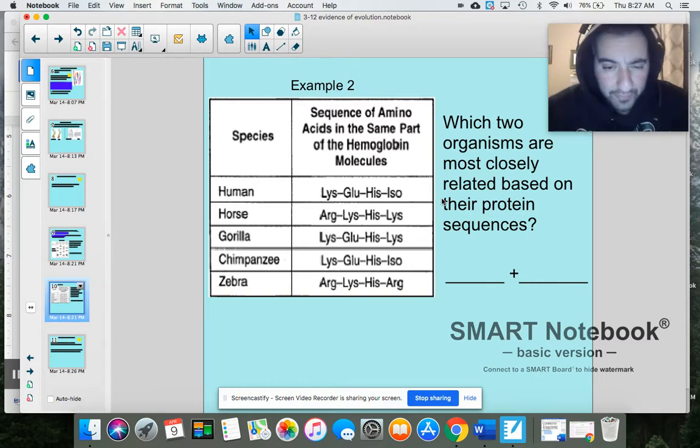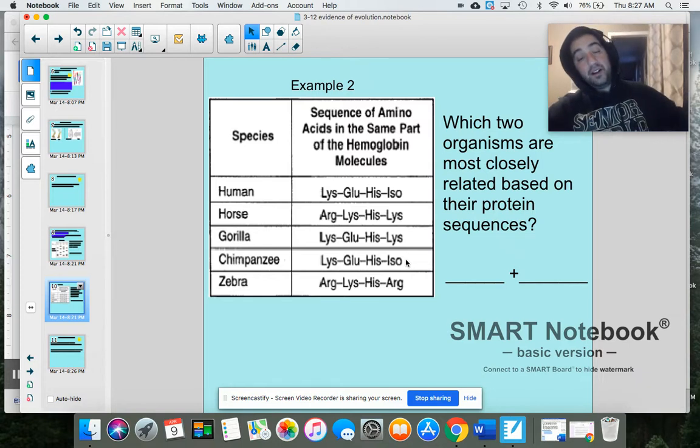Let's move on. Let's check to see if there's a better answer or maybe some other species that's closely related to humans. Let's take a look at the chimpanzee. LYS, LYS, GLU, GLU, HIS, HIS, and ISO and ISO. So there is actually a better answer.